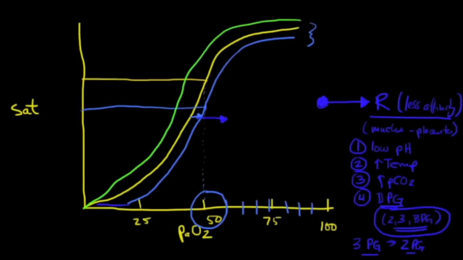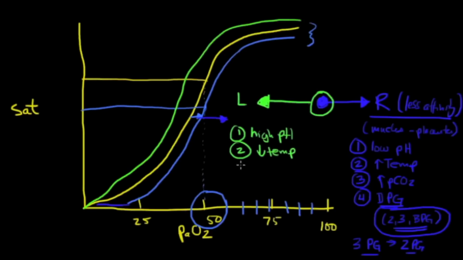Now, what are some things that you would see cause it to shift to the left? These are things that you would see in the lungs. So, for instance, in the lungs, you're breathing off carbon dioxide. You're going to have a low acidity, so you're going to have a high pH. Of course, in the lungs, you're breathing in air, which is cooler than body temperature, so generally speaking, you're going to have a low temperature. Number three, as we already mentioned, we're going to have a low partial pressure of carbon dioxide. And of course, four, we're not going to see maybe possibly as much DPG. And so you're going to see a shift to the left.